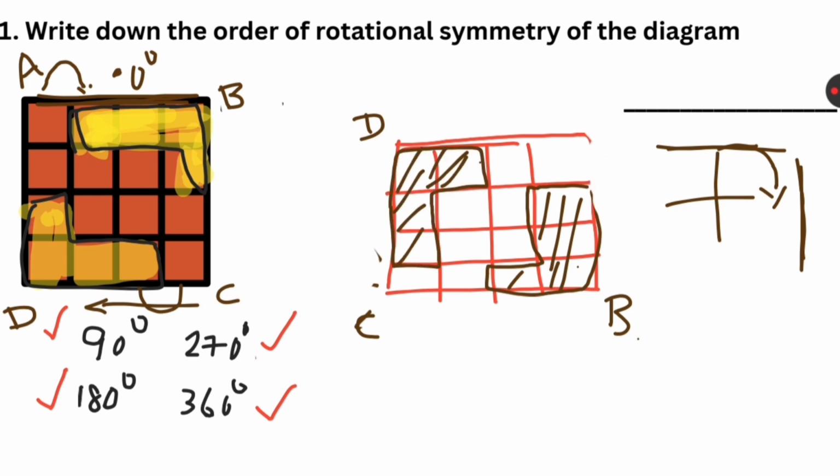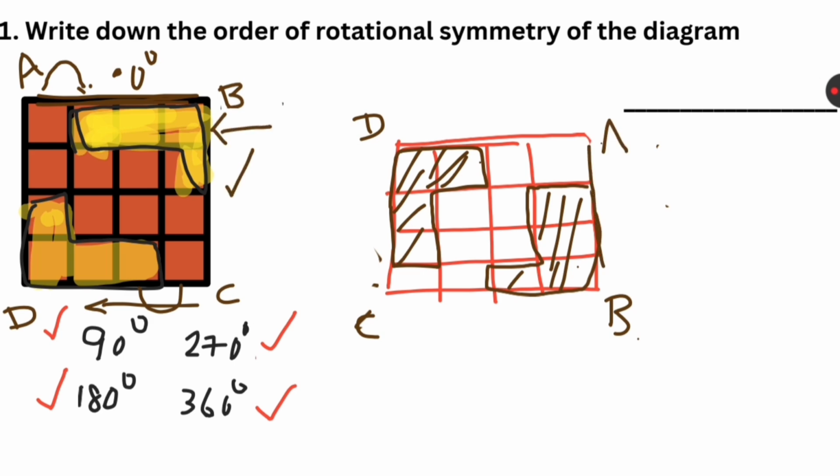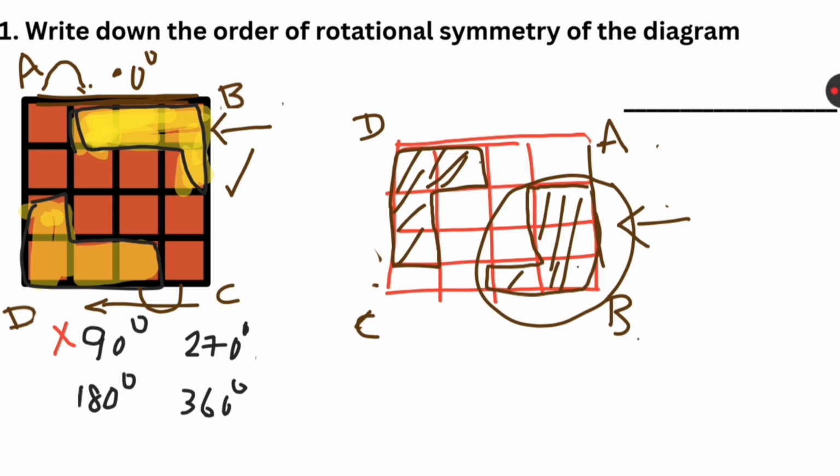Now you have to compare the shaded region parts. For this image, the shaded region comes here. But in this image, the shaded region comes here. So which is not exactly the same. After a 90 degrees rotation, the shaded squares do not match the original positions. So at 90 degrees, it does not match.